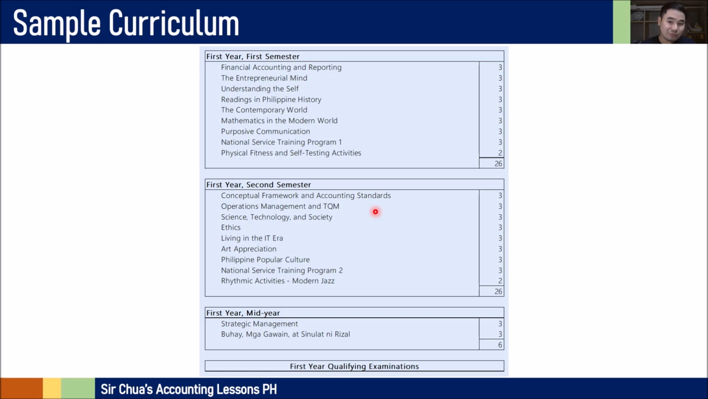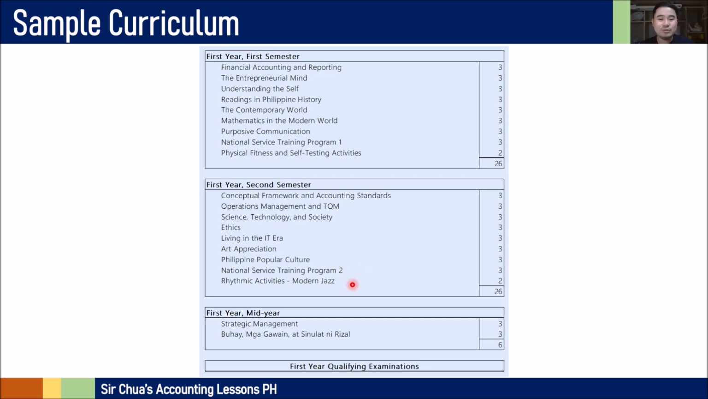Okay. Second semester, medyo ganun din ang format. No? Meron kang isang accounting subject. Tapos, ayan na, no, yung sinasabi ko kanina sa inyo na pwede nang usually ibigay sa first year yung mga common business subjects, ayan, yung operations management and TQM. Depende kasi sa scheduling ng school eh. Pwede yung iba, nasa second year pa yan. Pwede rin ganon. Okay? And then ito, science, technology and society, ethics, living in the IT era. So yan ang pinili kong elective for you guys sa Gen Ed elective. And then, art appreciation, Philippine popular culture. Yan yung pinili ko for you. And then part 2 ng inyong NSTP and then may PE ka.